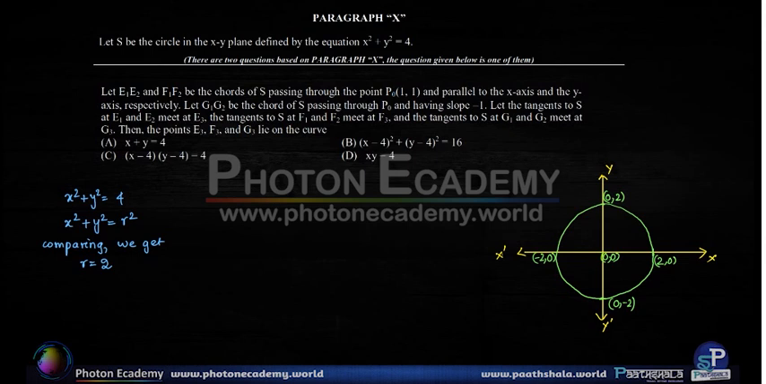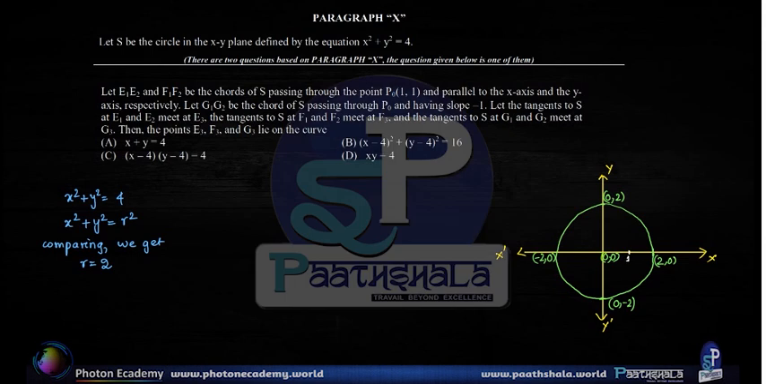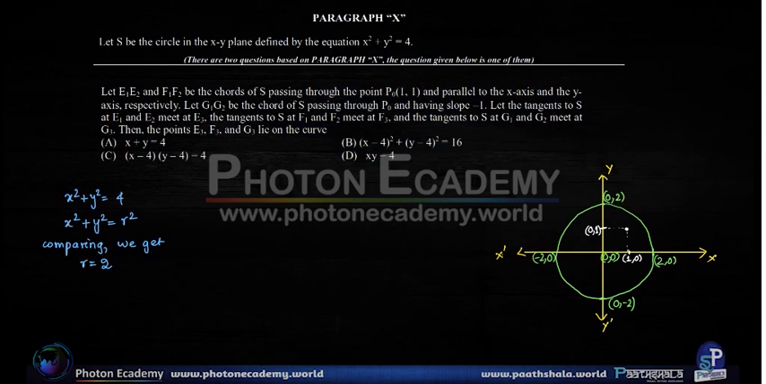Now, we have P0 as 1, 1 and 1, 1 is a point. This is 1, 0 and this is 0, 1. So 1, 1 is somewhere here. This is P0.